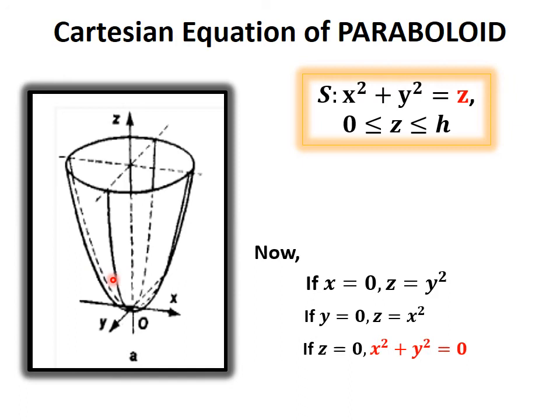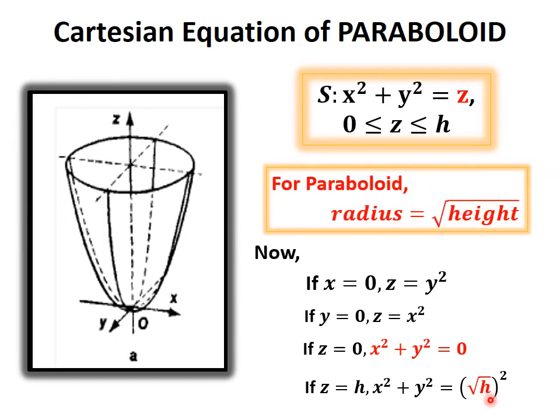What happens if z equal to 0? When z equal to 0, we get x square plus y square equal to 0, which is a point circle. What happens when z equal to h? It is x square plus y square equal to square root of h, the whole square. It is a circle with center 0, and radius square root of h.